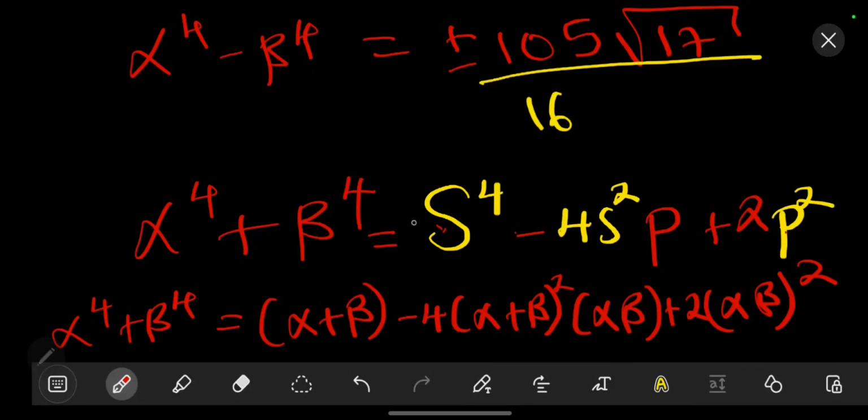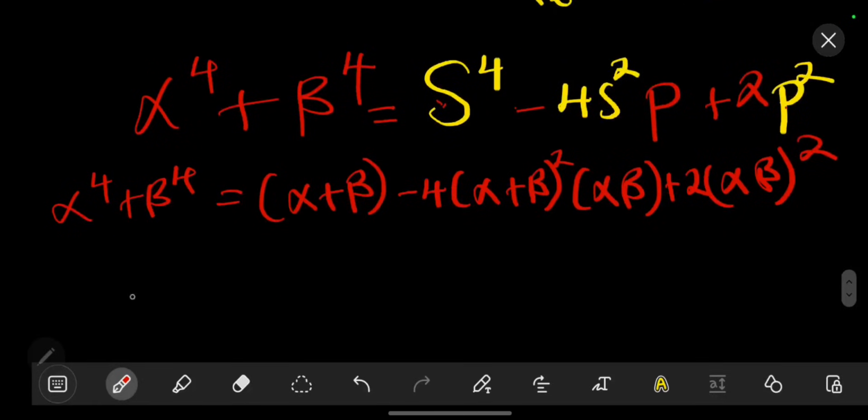So expressing it in this form really helps you simplify things: S to the power 4 minus 4 S squared P plus 2 P squared. So if you can just remember these letters, you can easily write that. So to find the value of this, we have alpha to the power 4 plus beta to the power 4 should be equal to, we know that we have power 4 there, alpha plus beta to the power 4.